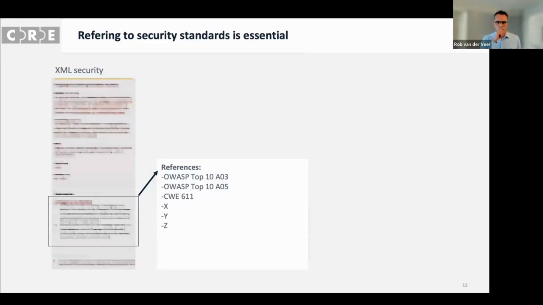If you are writing a document on security, a national standard or coding guidelines, you always want to refer your reader, which is a programmer, a tester, to more information where they can find more details.